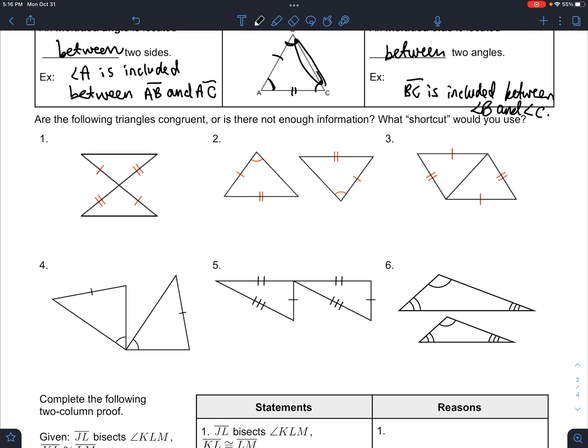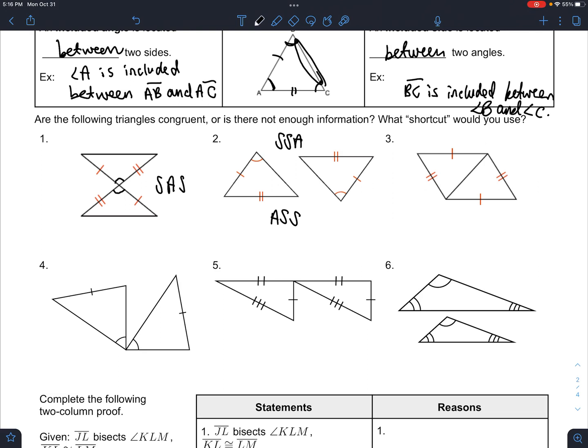Here we go. Are the following triangles congruent, or is there not enough info? If so, what shortcut should we use? So this first one, we do know that these are congruent, and that opens up the door to SAS. Over here, we don't have a lot, but we do have ASS, or also known as SSA.